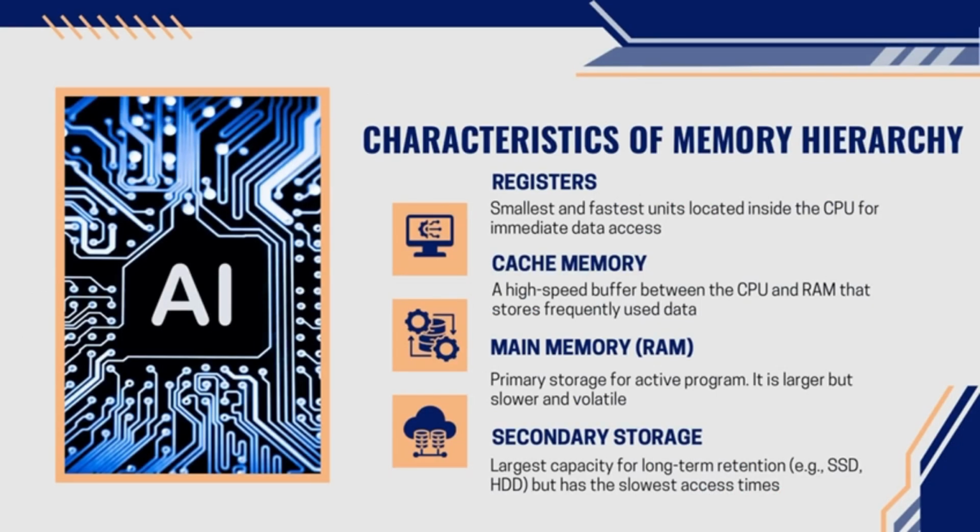This hierarchy is broken into 4 main levels. First, registers are the smallest and fastest units located inside the CPU for immediate data access. Second, cache memory, a high-speed buffer between the CPU and RAM that stores frequently used data. Third, main memory is the primary storage for active programs. It is larger but slower and volatile. Last, secondary storage. Largest capacity for long-term retention, for example SSD and HDD, but it has the slowest access time.